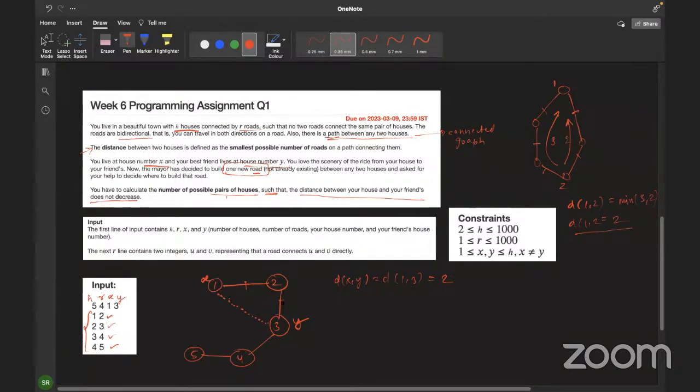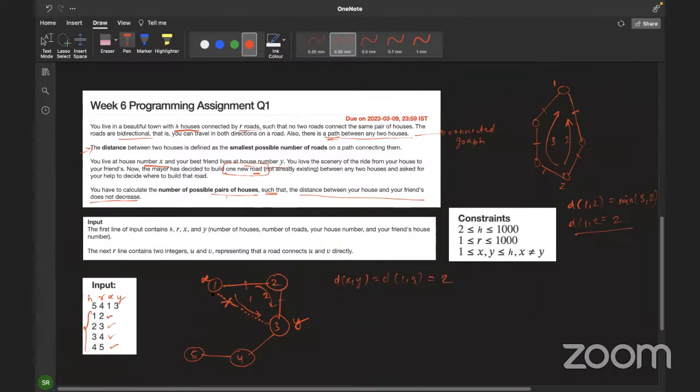If you build this new road, when you calculate the distance between 1 and 3, it would come out to be 1, because from this path it would be 1, and from this path it would be 2, and the minimum of these is 1. And it is said that it shouldn't be less than 2. But now if we are connecting 1 and 3, it becomes 1. So this means we cannot build this road, right? So this is not an option.